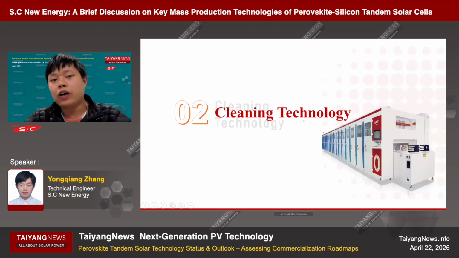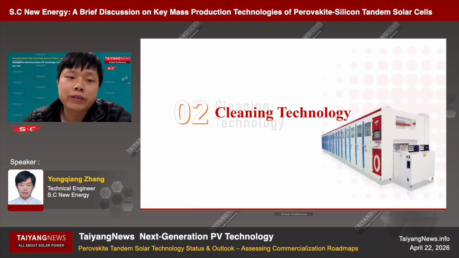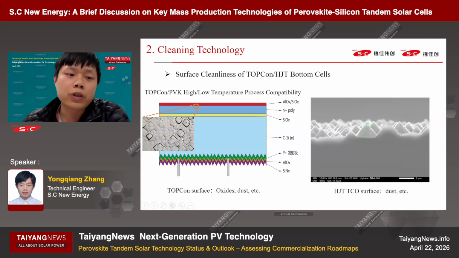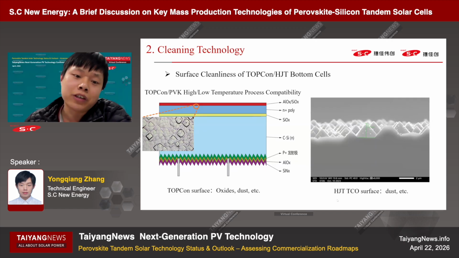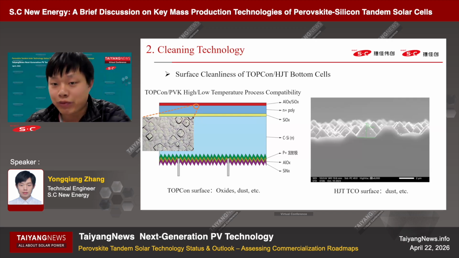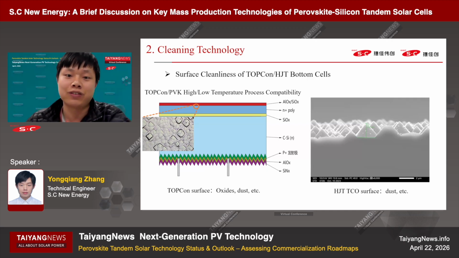Let me continue with my second part, the cleaning technology. You can see that on whatever TOPCon or HJT surfaces, we will find a lot of oxide and dust, even some particles. I am 100% sure this kind of particle and dust will influence our tandem solar cell performance. So we must remove most of them. Otherwise, we will get a very bad device.